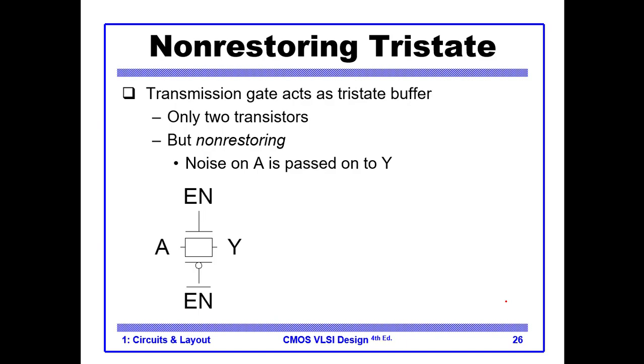Okay, so we can build the tri-state buffer from transmission gates, and we can use only two transistors. Okay, how? So for example, we have an NMOS and we have a PMOS connected in this fashion. So when enable is 0, this one transistor will be on, and when it is 1, this one will be on. So you can pass the signal in both cases.